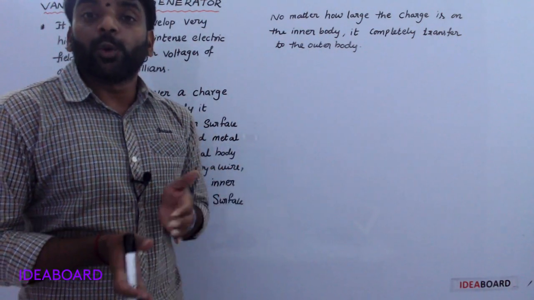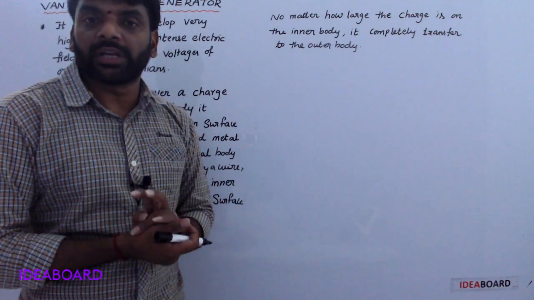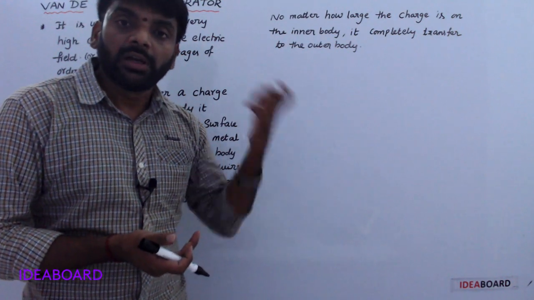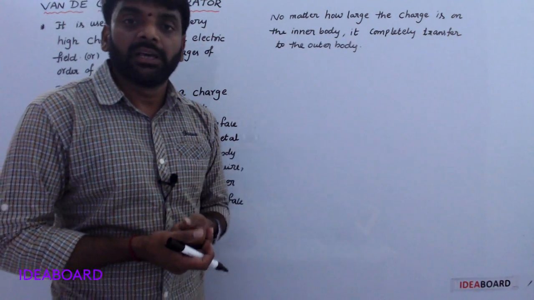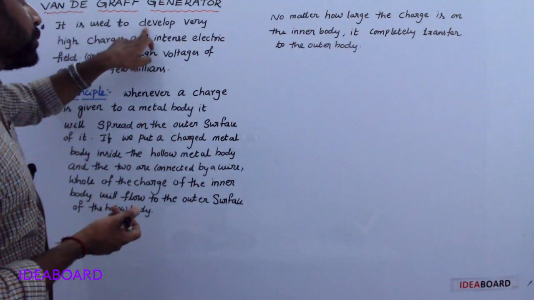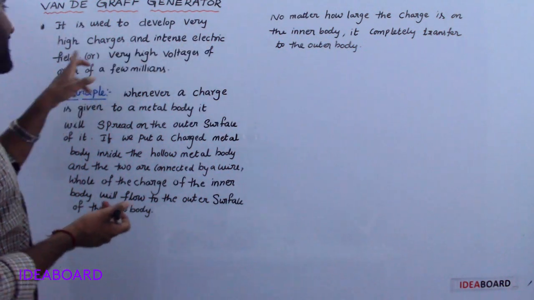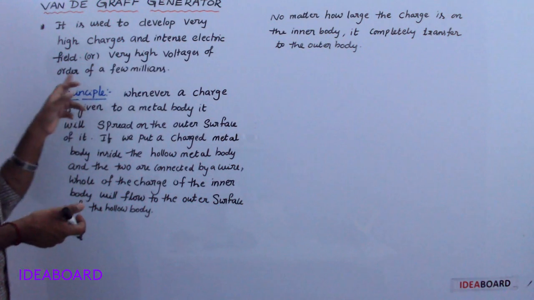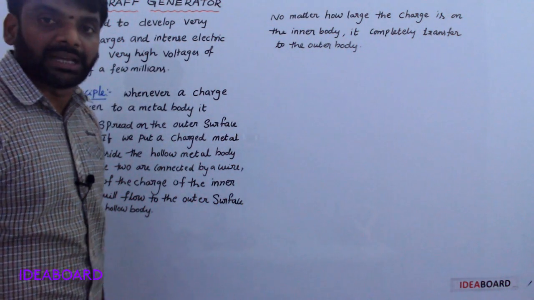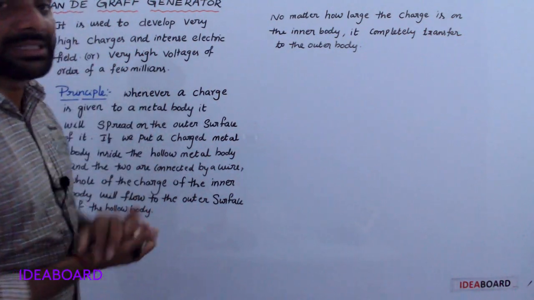The purpose is to accelerate small particles like electrons and protons. Those types of particles are accelerated by using high electric fields. For that purpose, you use the Van de Graaff generator. It is used to develop very high charges and intense electric fields, or very high voltage of the order of a few millions, up to millions of volts.